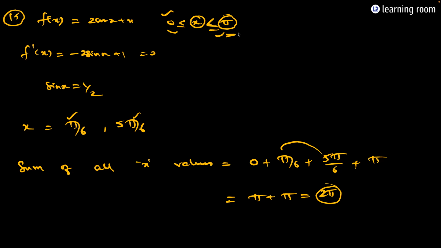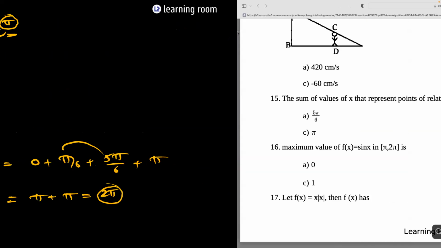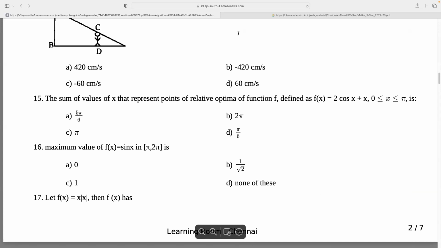But why did you do 2 pi? Why did you do that? I thought it was the maximum or minimum value of that function, the sum of that. So if you read the question, what are the sum of the values of x that represent the point of relative optima of the function? Yes, sir.